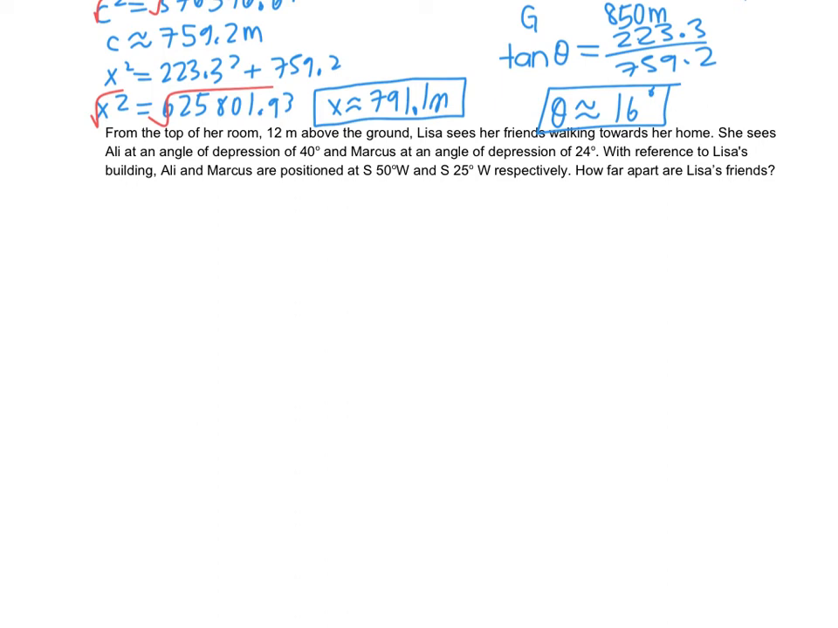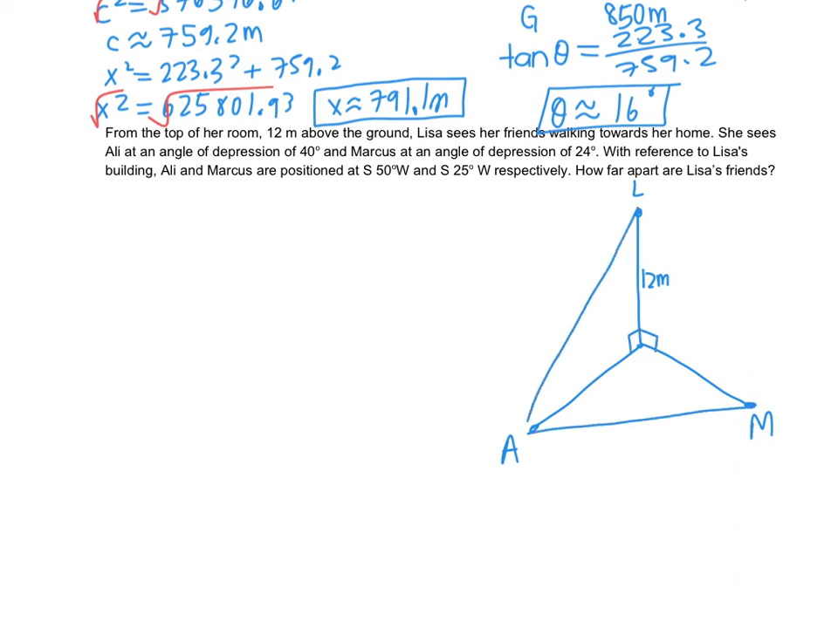So you can't imagine everything in a plane, or this two-dimensional space. Our goal: how far apart are Lisa's friends? Here's Lisa up in her room, 12 meters above the ground. This is ground level here. Her friends are not there. One friend is here, one friend is here. So let's say we have Ali, we have Marcus. And there we are.